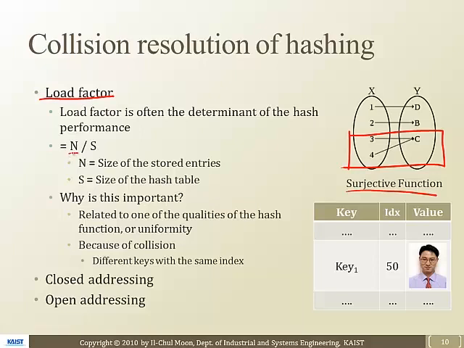Load factor is very simple. N is the size of stored entries, and S is the size of the hash table. It's just how much is being occupied. Why is it important? It is very important to the quality of the hash function, uniformity. For example, if hash functions are uniform and it just adds up things, then this load factor can be 1 eventually.